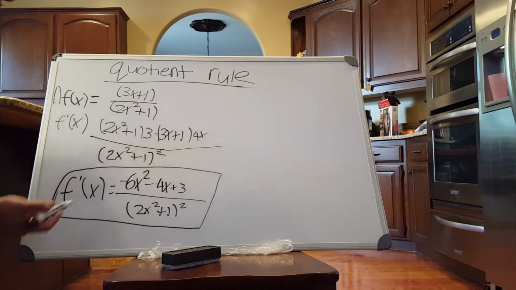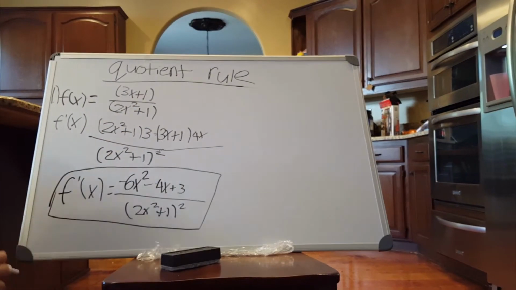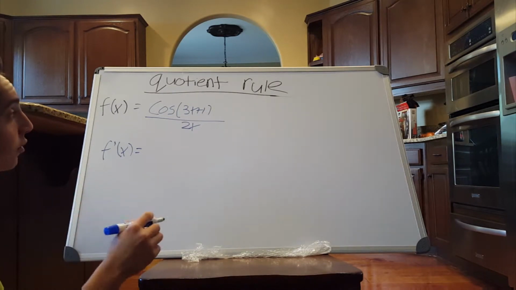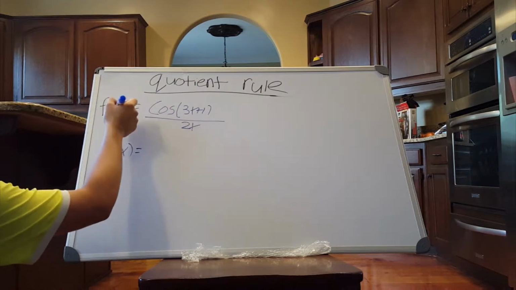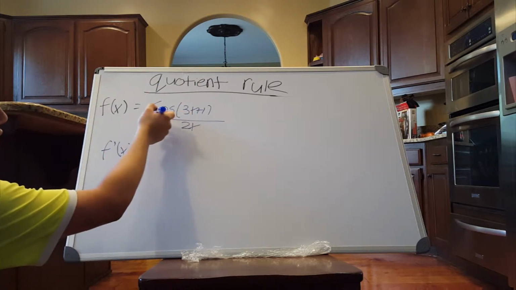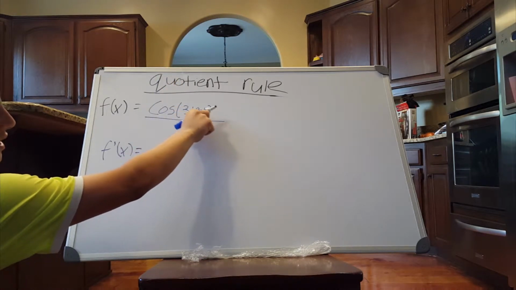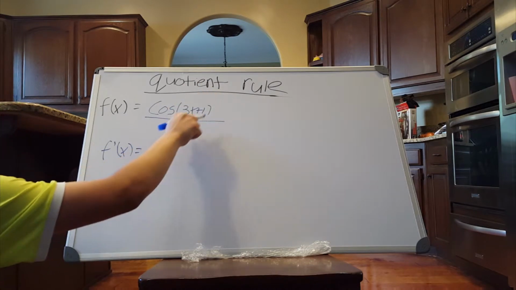Now, this is a really easy problem because we only have one term in the numerator and only one term in the denominator. So the next problem is going to be a little bit harder. So something totally new in AP Calculus, new from pre-calc, is the implementation of trigonometry with derivatives. So the derivative of cosine is negative sine. So let's just say the inside is u.